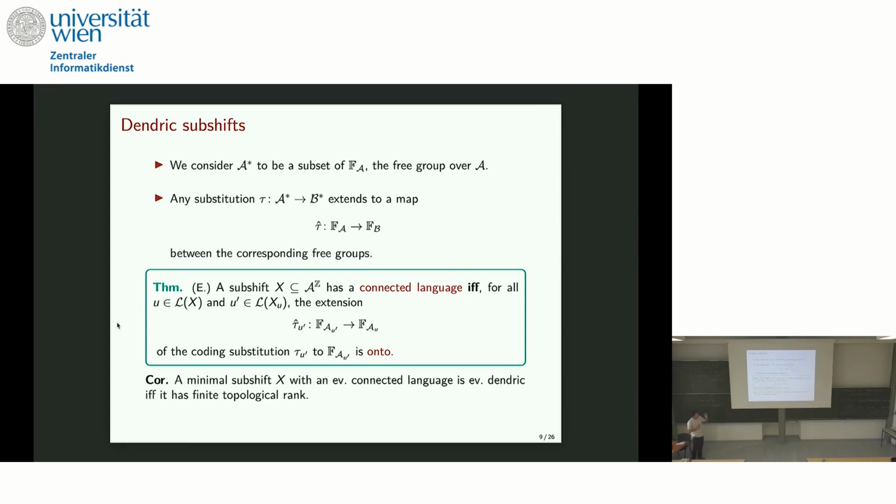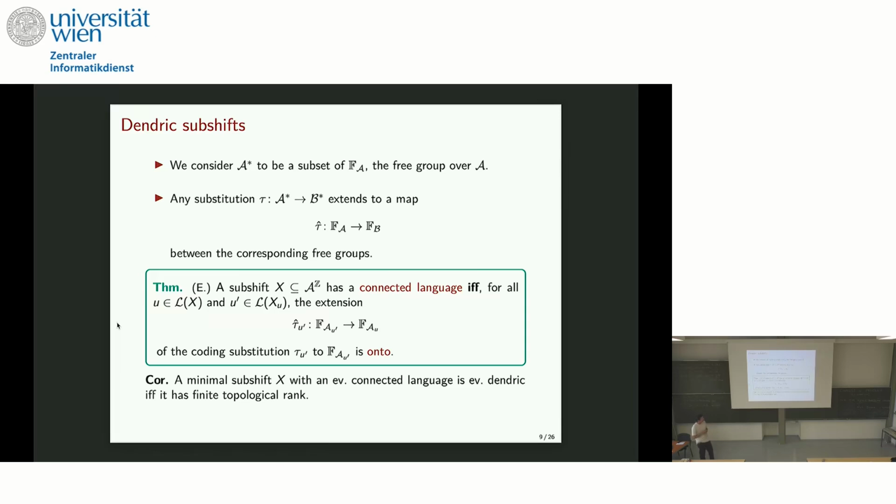Okay, these kind of results are very qualitative, but they already have some consequences. So for instance, as a corollary, we have the following. A minimal subshift with an eventual connected language is eventually dendric if and only if it has finite topological rank. And this has consequences, for instance, when we study hypercubic billiard words. So as a consequence of this, hypercubic billiard words don't have linear complexity.